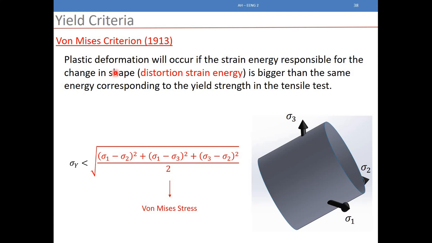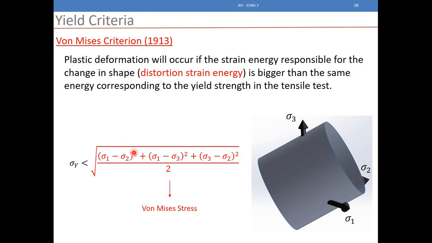The von Mises criterion is based on the strain energy, but not any strain energy. It's based on what we call the distortion strain energy, or the strain energy which is responsible for the change of shape. So what von Mises suggested is to compare the strain energy responsible for the change of shape at the point that we are studying, or what we call the distortion strain energy at the point, to the same energy which corresponds to the yield strength in the tensile test.